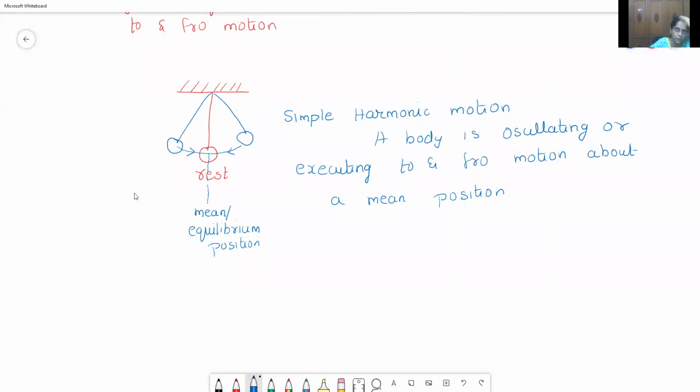What happens when the bob, or the pendulum, is at this point, let me say the x1 position? When it is at the x1 position, there is some restoring force. There is a force which tries to pull it back to the mean position. It tries to restore the bob back to the mean position, that is the equilibrium position. So there is a restoring force.